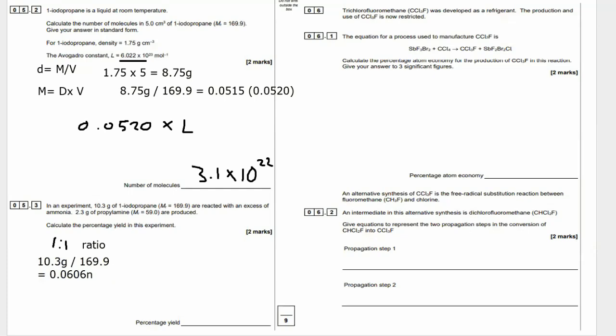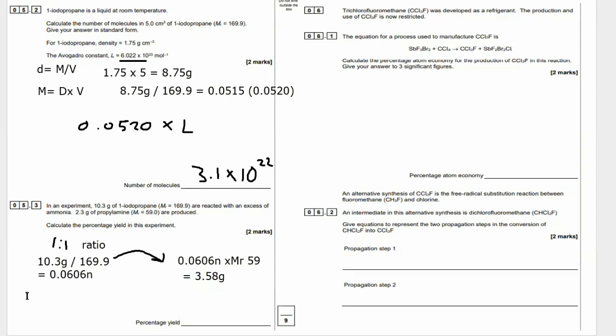It's just a 1-to-1 ratio. So I am expecting us, in theory, to achieve 0.0606 moles of propylamine. Now, we can times that by the MR to find out exactly how many grams that should be. So let's times by the MR of 59. And that will give us 3.58 grams. So our theoretical mass that we can achieve is 3.58 grams.